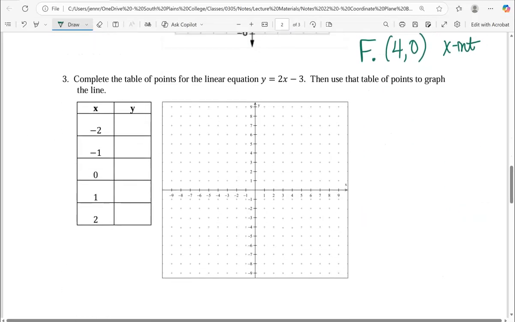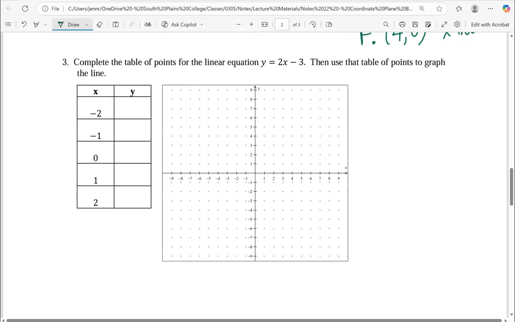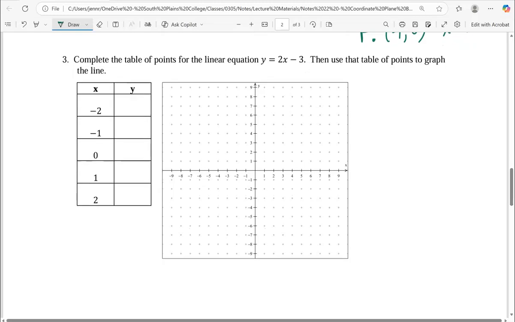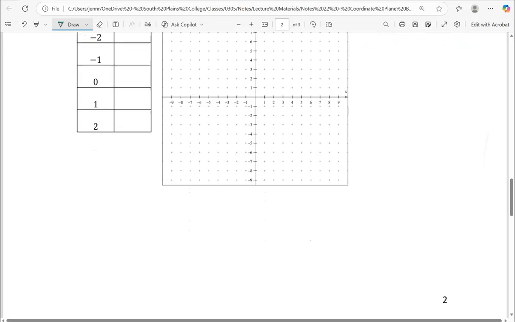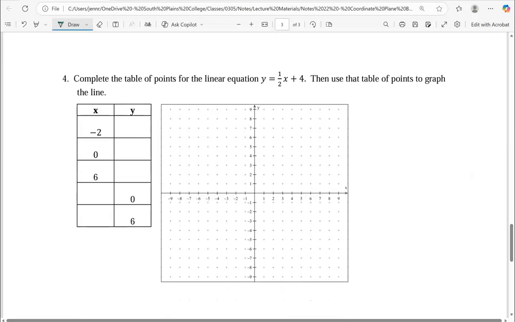All right, we're going to stop this video here. In the next video, we're going to start identifying the x and y ordered pairs given an equation. And what we'll see is that it ends up building or forming a line.